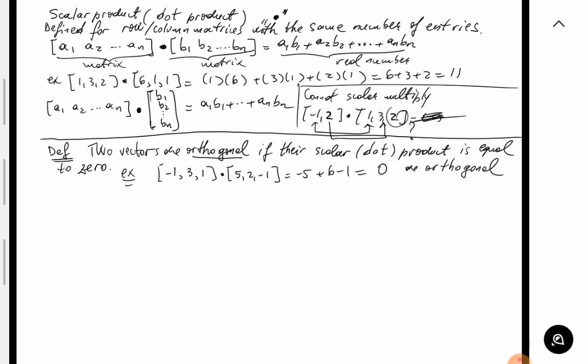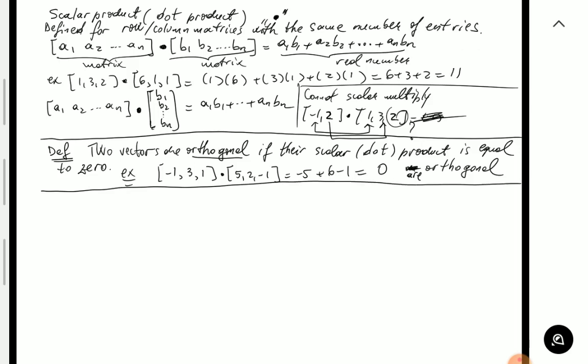The reason they're called this way is because if they represent geometric vectors, the dot product being 0 is related to the angle between them being 90 degrees. It's related to the cosine of the angle between them. And if that angle is 90 degrees, the cosine of 90 degrees is 0, so that's a consequence of that. This is usually covered in calculus 3 at the beginning of the course.